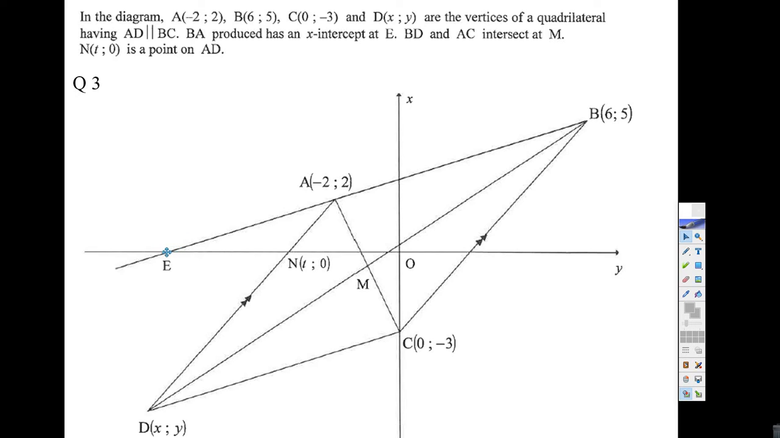See, it's on the x-axis. And they say AC has an x-intercept here at (t, 0). So that's all the information. It's a point on AD. And there's the information. Let's get to the questions.